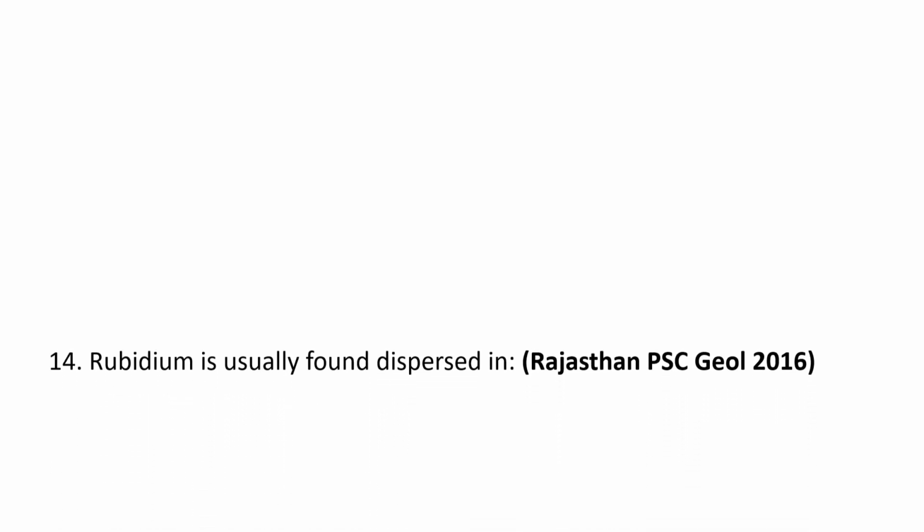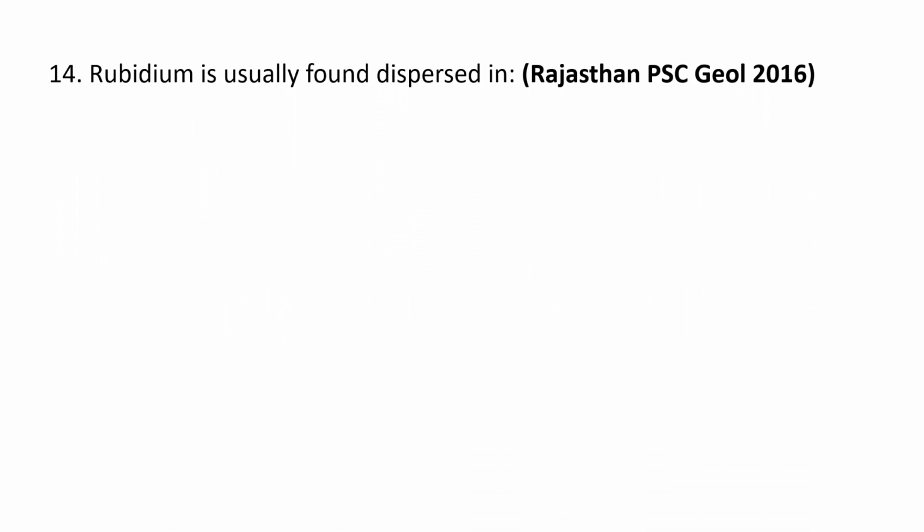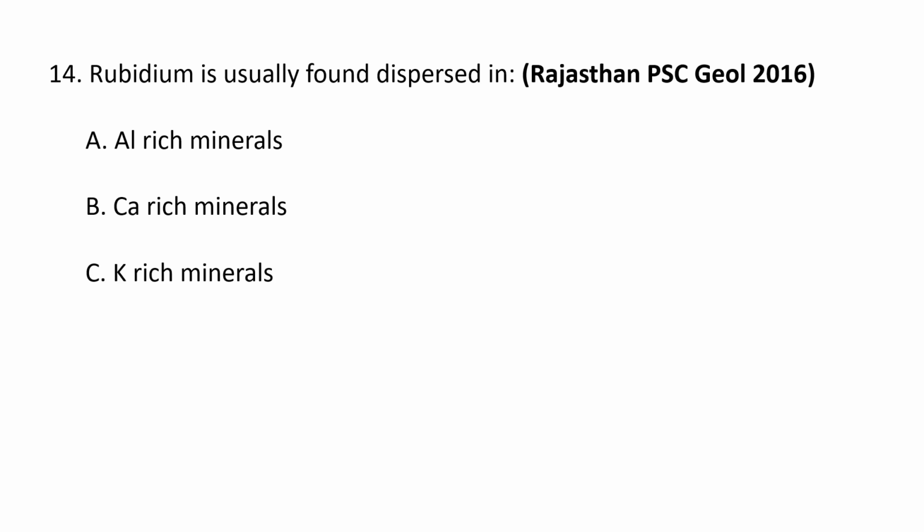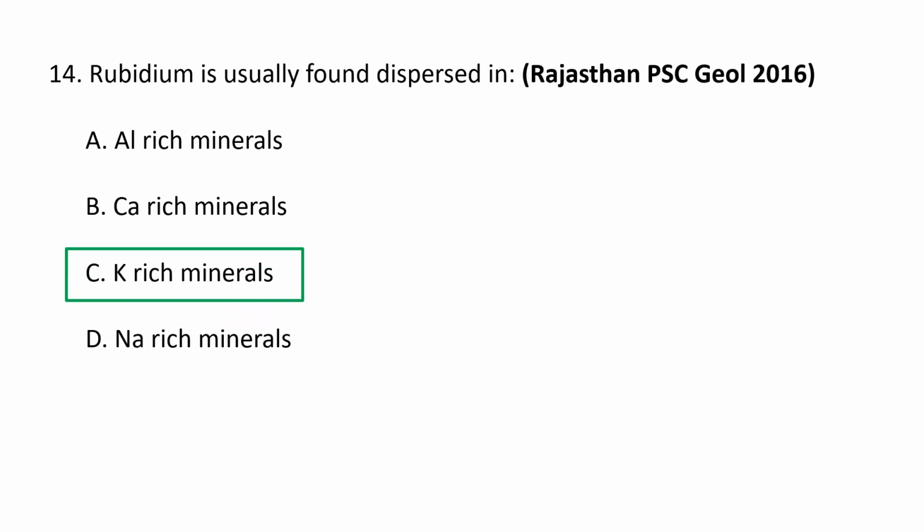Next question. Rubidium is usually found dispersed in A. Aluminum rich minerals, B. Calcium rich minerals, C. Potassium rich minerals, and D. Sodium rich minerals. So rubidium is generally found dispersed in potassium rich minerals. So C is the correct option.